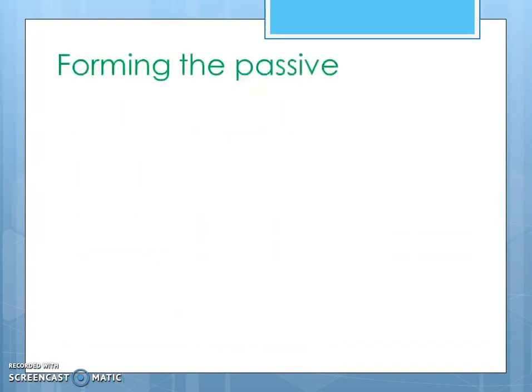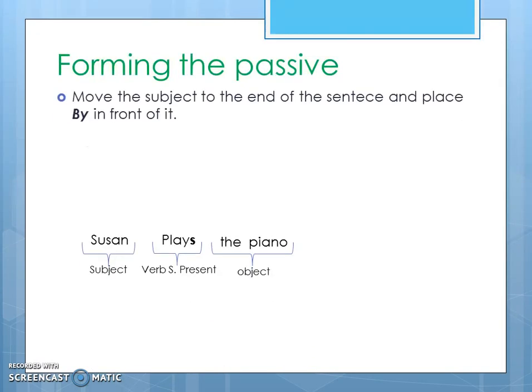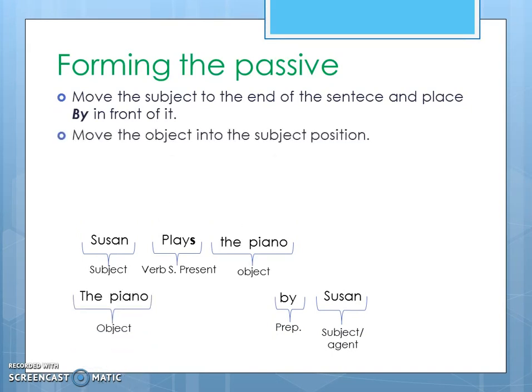Forming the passive. Okay, there are many changes, and these changes you have to learn them by heart. But we are going to start with the sentence. So we have this example. Susan plays the piano. Susan, the subject, plays the verb in simple present, and the piano is the object. So first of all, move the subject to the end of the sentence and place by in front of it. Then move the object into the subject position.